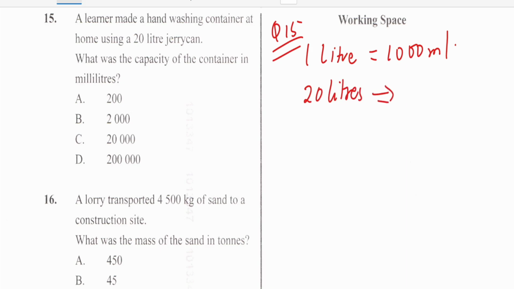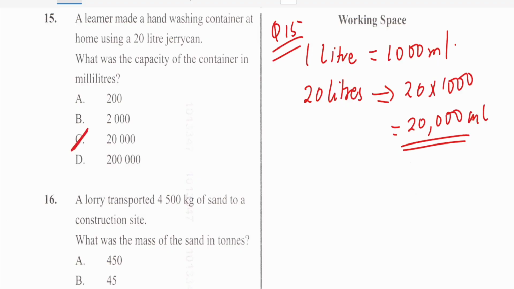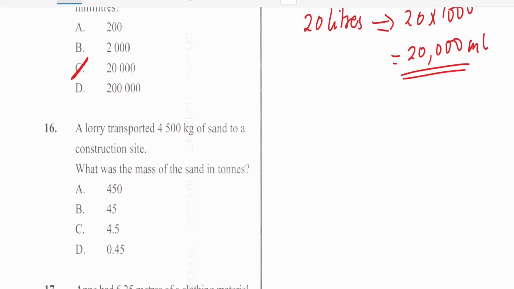So for liters to milliliters, you multiply by 1,000, and therefore you take 20 times 1,000, giving you 20,000 milliliters. So your value should be 20,000 milliliters, and the capacity is 20,000 milliliters. Khalas. Now let's go to question 16, a very easy question.